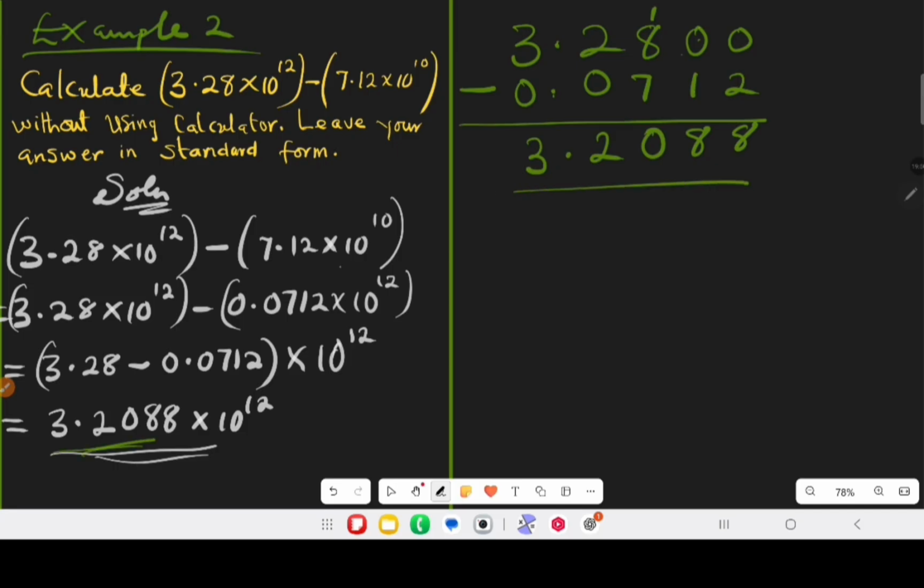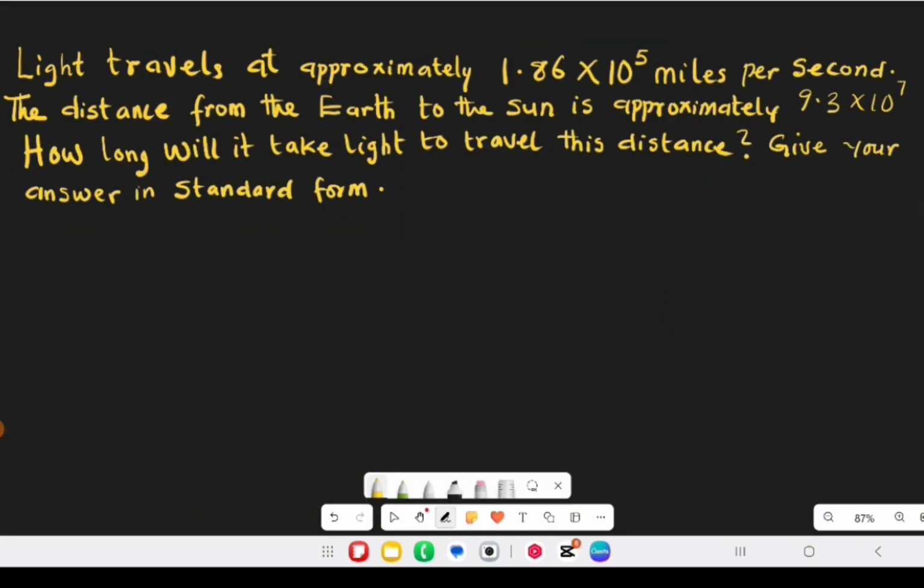So now I'm going to give you homework. Then you leave your answer in the comment section. This is a GCSE exam question. It is an application of standard form to real life situations. Light travels approximately 1.86 times 10 raised to the power of 5 miles per second. The distance from the Earth to the Sun is approximately 9.3 times 10 raised to the power of 7 miles. How long will it take light to travel this distance? Give your answer in standard form.